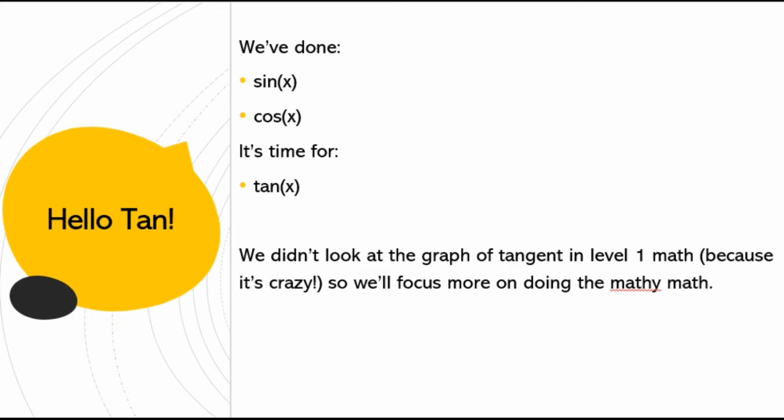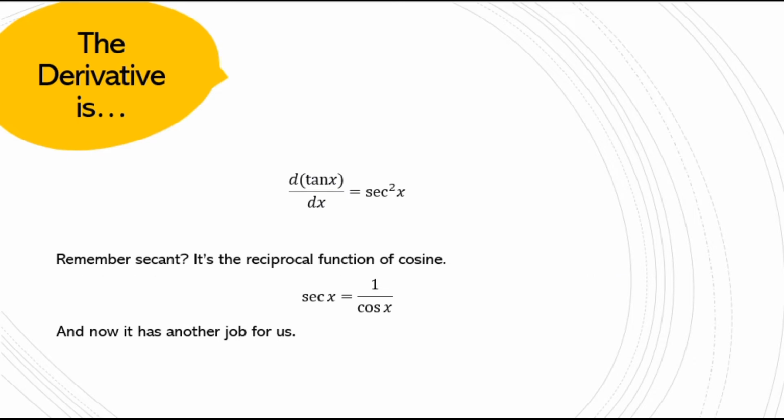So we never looked at the graph of tan in level 1 math, but we'll stop and take a quick look here, but we'll focus mostly on the math because it's pretty straightforward, and if we've figured out sine and cosine, tangent won't be that different for us. That being said, the derivative of tan x is secant squared x, and the derivative of tan u, if u is a function, is secant squared u.